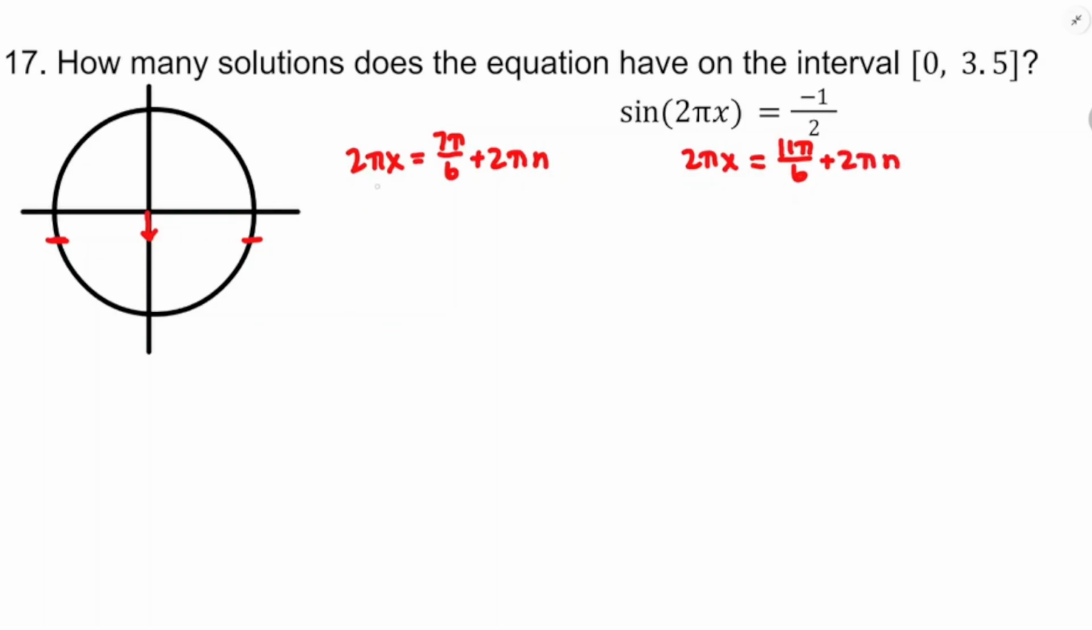And then I'll divide both sides of both equations by 2 pi, so I'll lose the pi and throw a 2 in the denominator. So x equals 7 over 12 plus 1n, and then x is going to equal 11 over 12 plus 1n, where n is any integer. All right, so I've got 7 over 12. 7 over 12 plus 1 would be, okay, well, 1 and 7/12 is 19 over 12. And then the next one would be adding 12 to that, to 3.5.